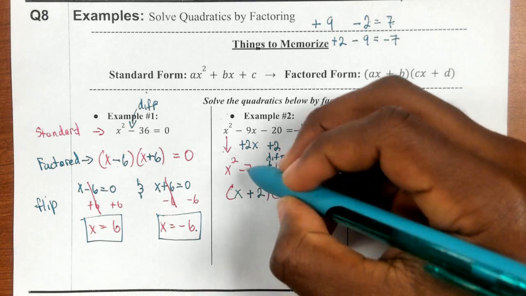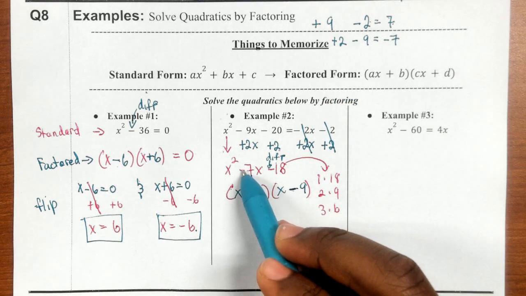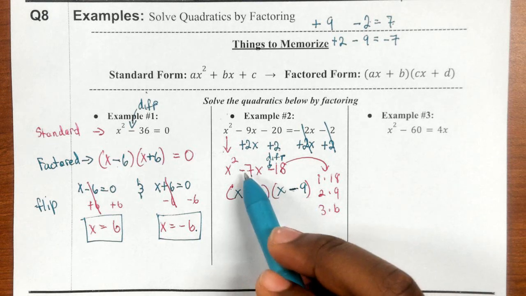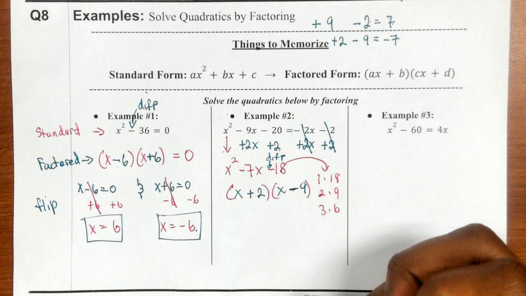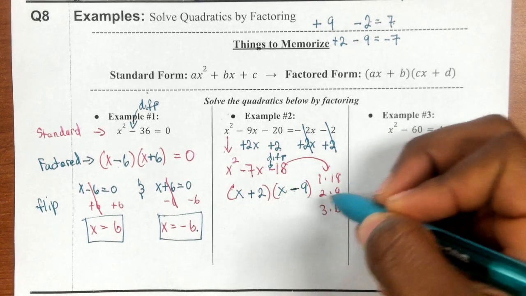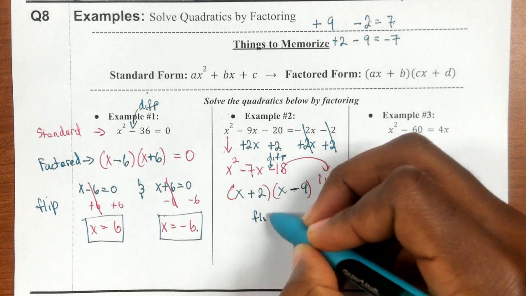What you can use is a hint that the bigger number will have whatever this sign is. So the 9 is bigger, so it has whatever this sign is. Okay? And then all you got to do now, guys, is set them both equal to 0 or flip them.